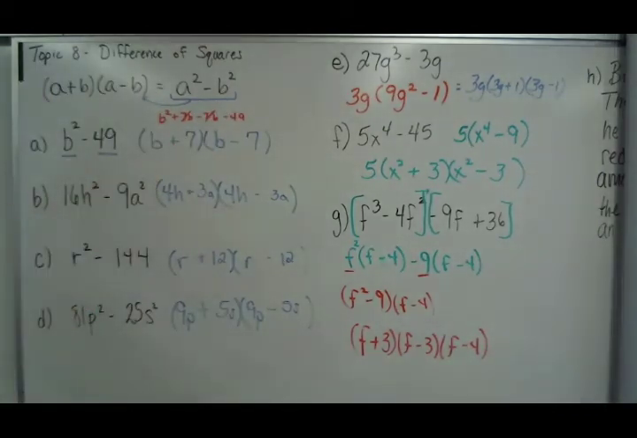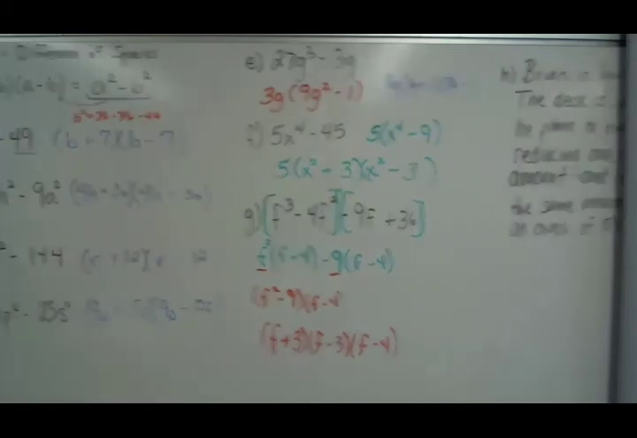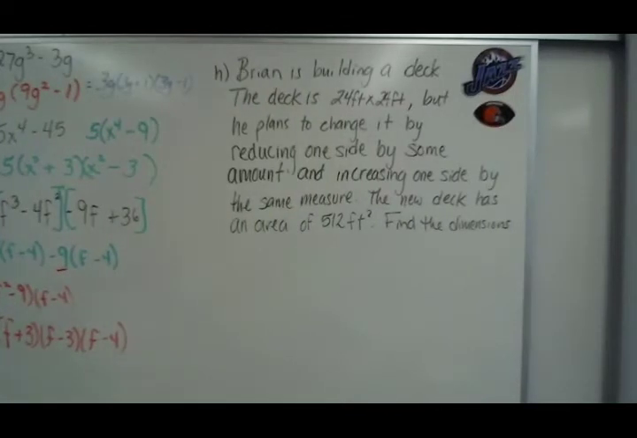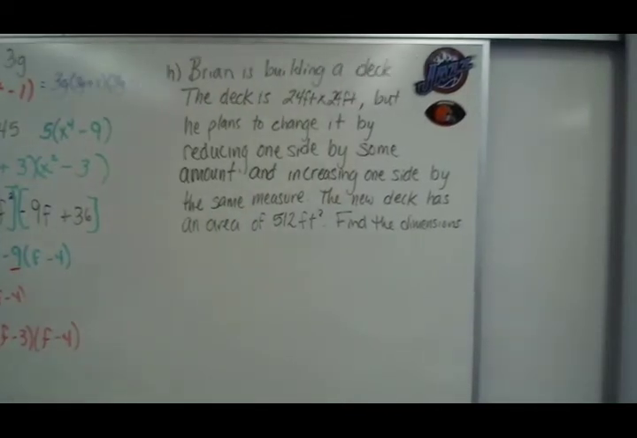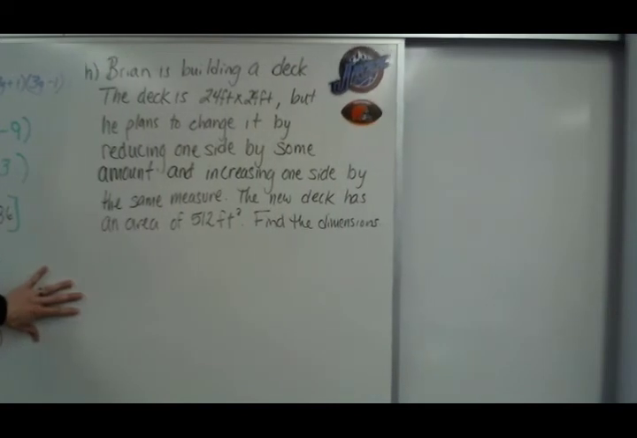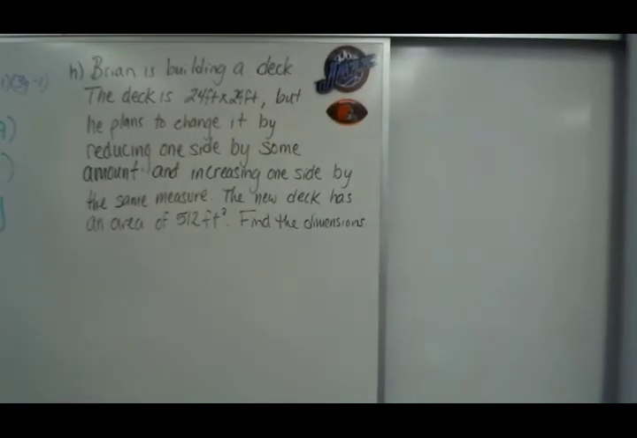Okay, so these are just some raw examples without a whole lot of context. The last part is we put it into a problem where we may actually use something like this. So this says, Brian is building a deck. The deck is 24 feet by 24 feet, but he plans to change it by reducing one side by some amount and increasing one side by the same measure. The new deck has an area of 512 feet squared. Find the dimensions.